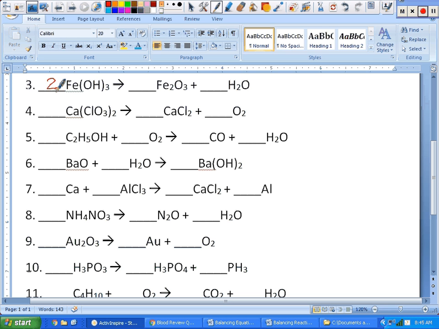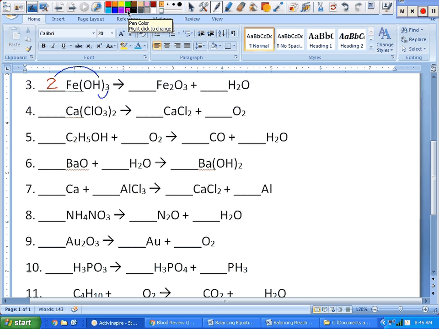So how many H's do we have on the left? Be very careful here. You've got to distribute. You've got a 3 and you've got a 2, which gives me how many? 6. Well, how many hydrogens do I have in that water? I've only got 2, so what do I put? Put a 3. Everybody okay with that? Okay.